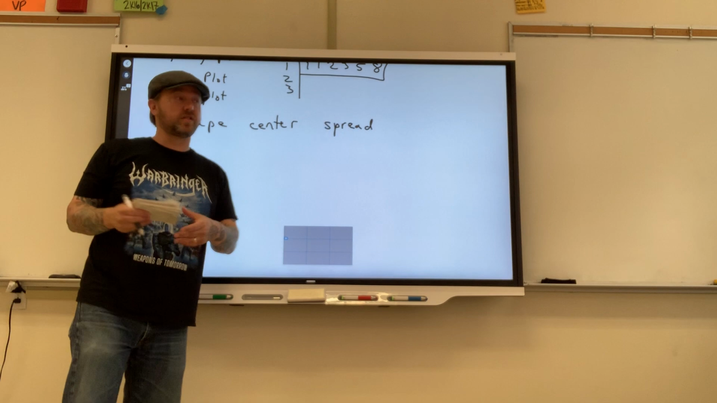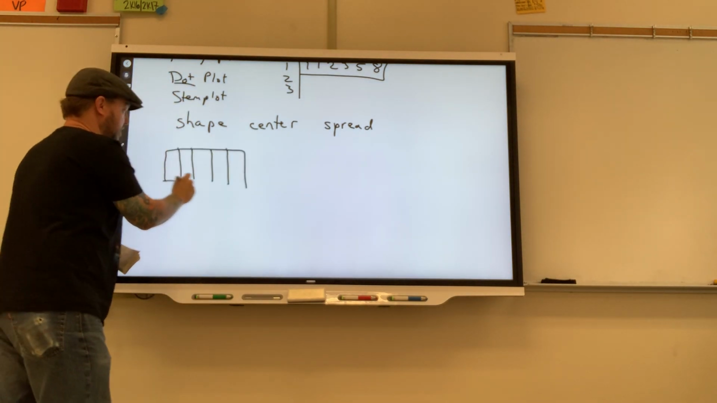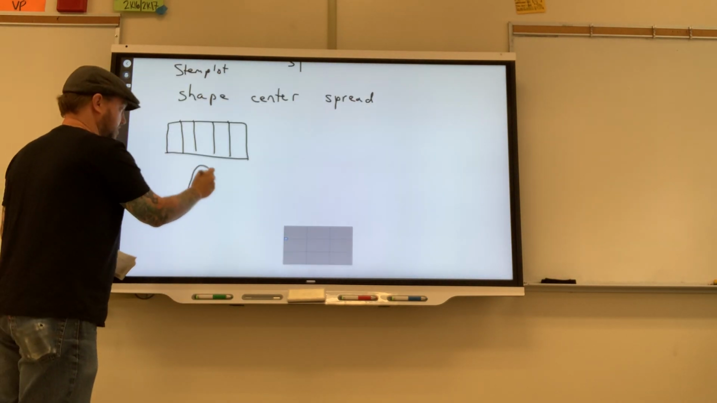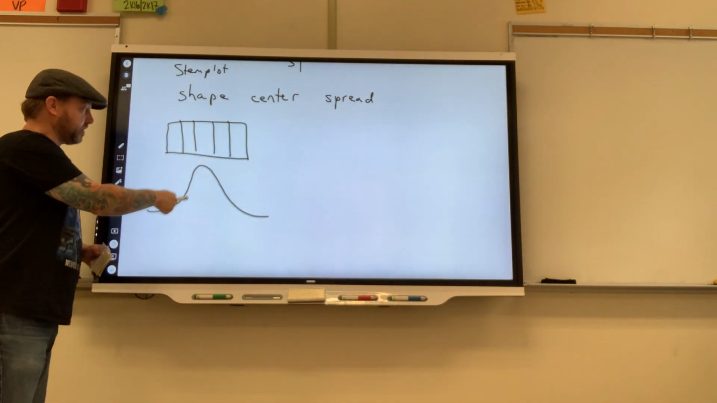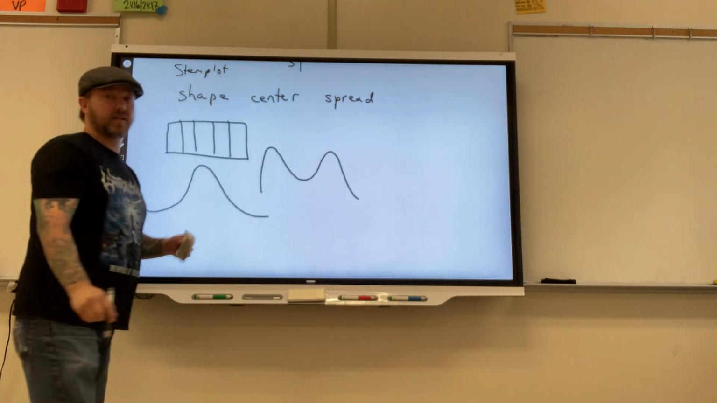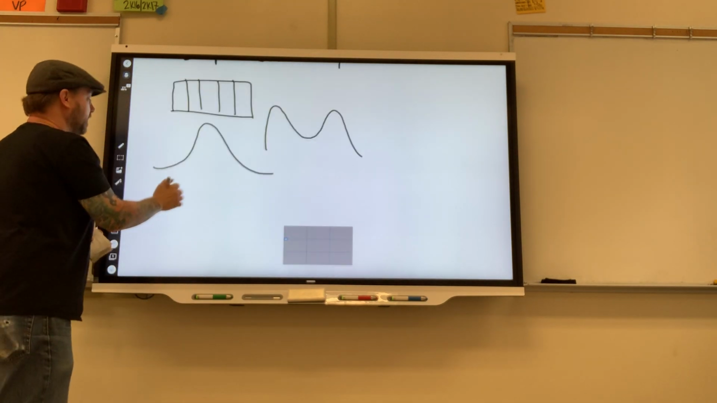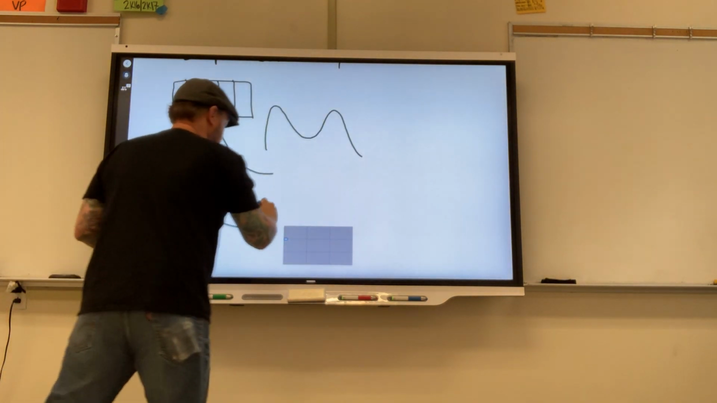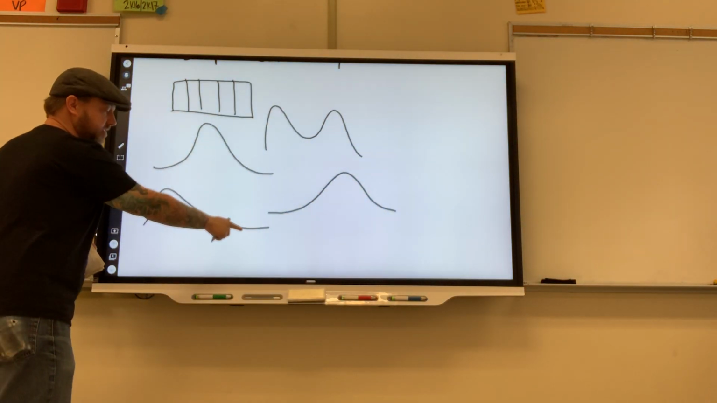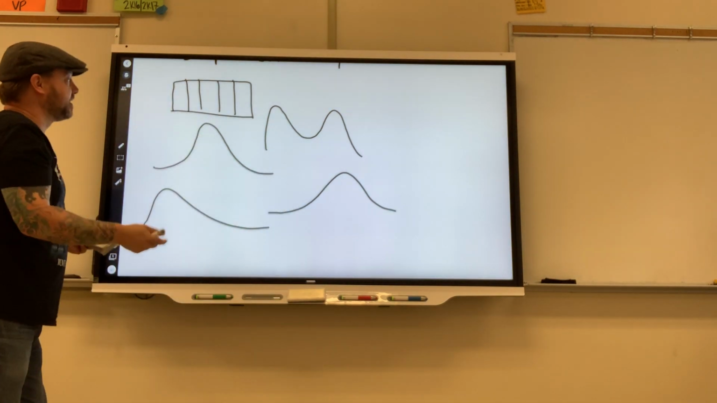Shape. What are some shapes we can use? There's this one, which is uniform, symmetric, single-peaked, symmetric bimodal. This is a much better roller coaster. We have skewed which direction? To the right, good, and this one is skewed to the left.